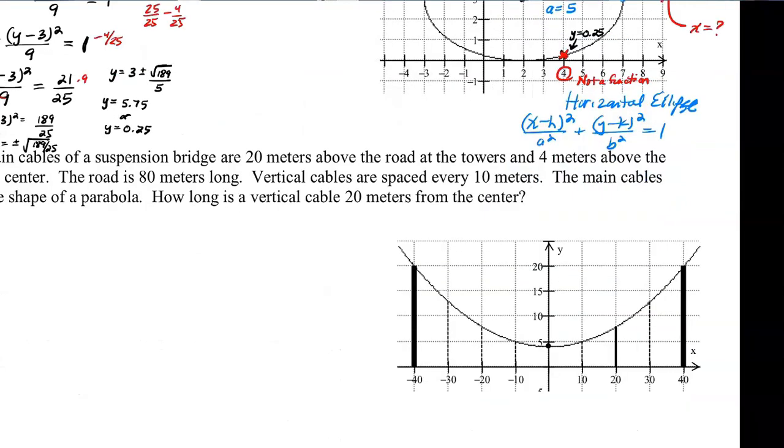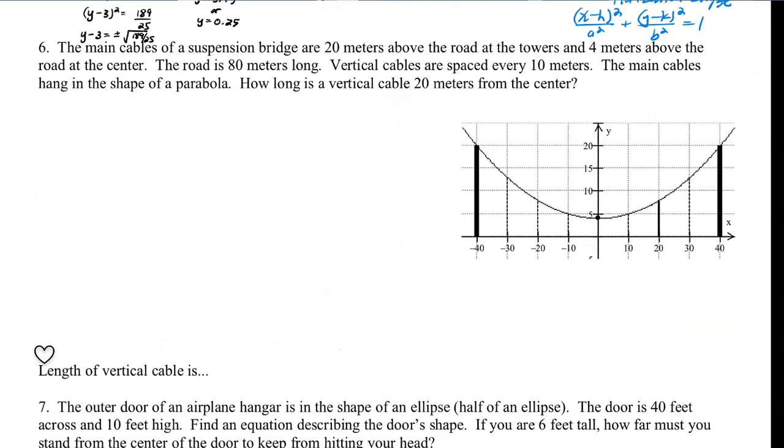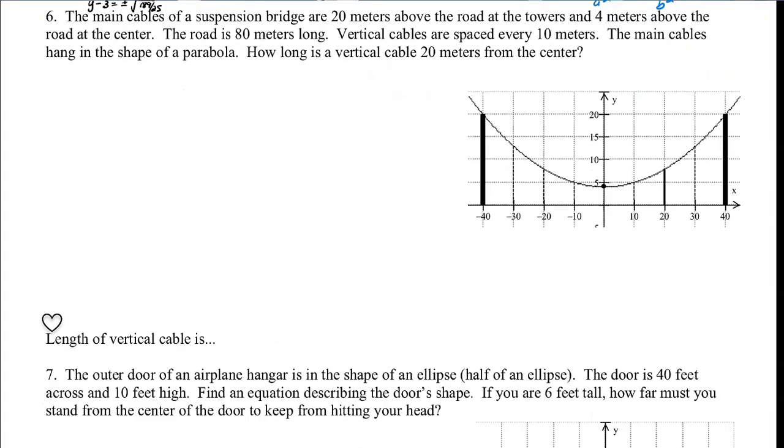Now let's look at the second application or word problem. The main cables of a suspension bridge are 20 meters above the road at the towers. So that would be these at the towers, 20 meters above the road. This line here represents the road. 4 meters above the road at the center, so that's a height of 4. The road is 80 meters long, so that's 40 on the left of the center, 40 on the right of the center.